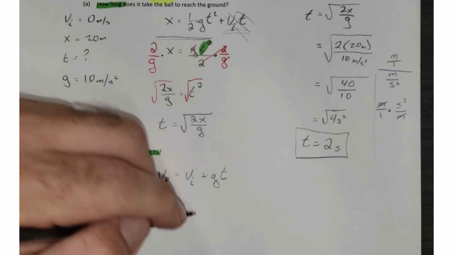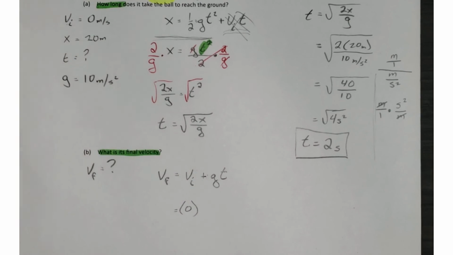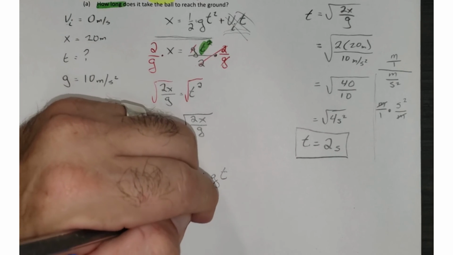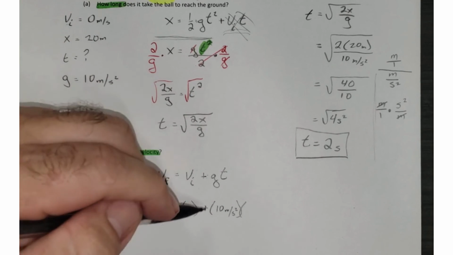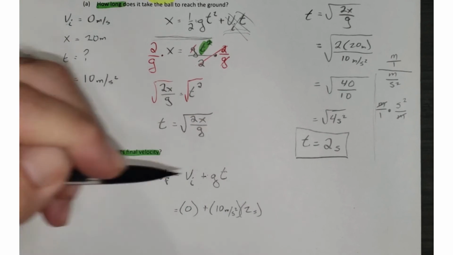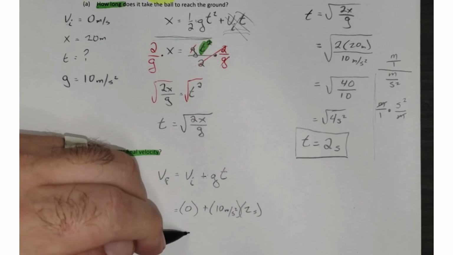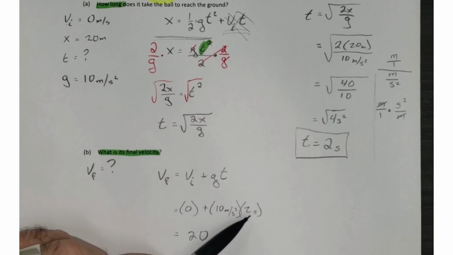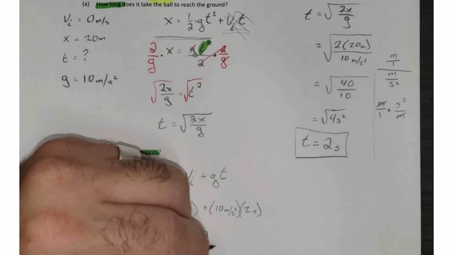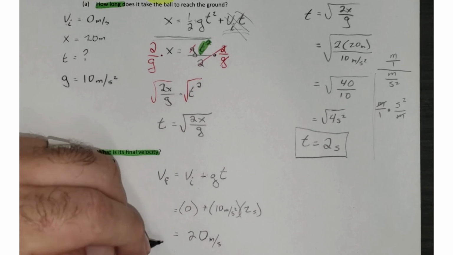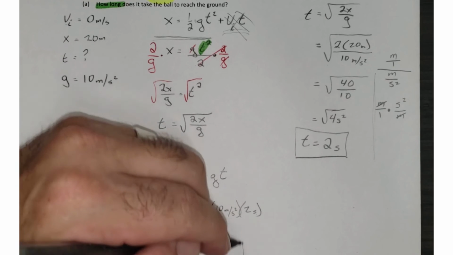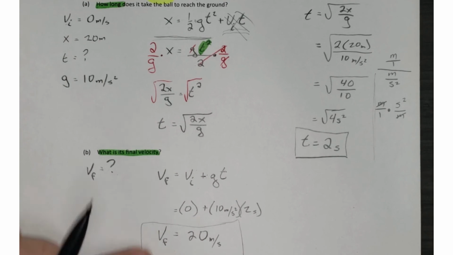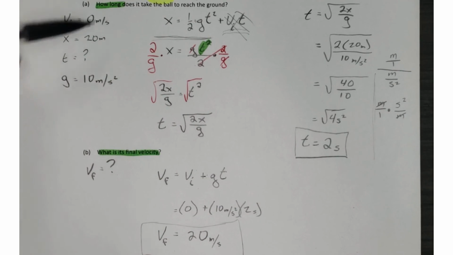So when we substitute our numbers in, this becomes a 0, so I don't even need to write the units because it's just going to disappear. And gravity is 10 meters per second squared, and time is 2 seconds. So 10 times 2 is 20. Seconds will cancel with one of the seconds here, and we're left with meters over seconds, which is the units for velocity. So 20 meters per second is our final velocity. 2 seconds was the time it takes to hit the ground.